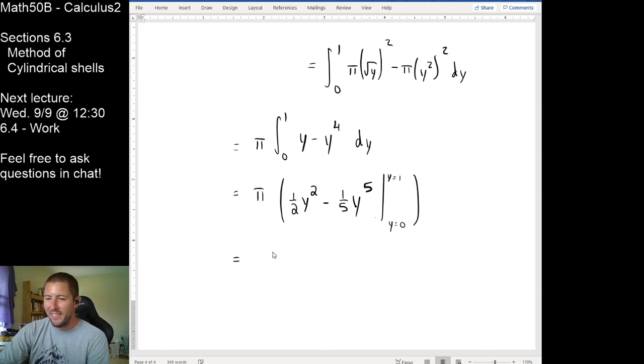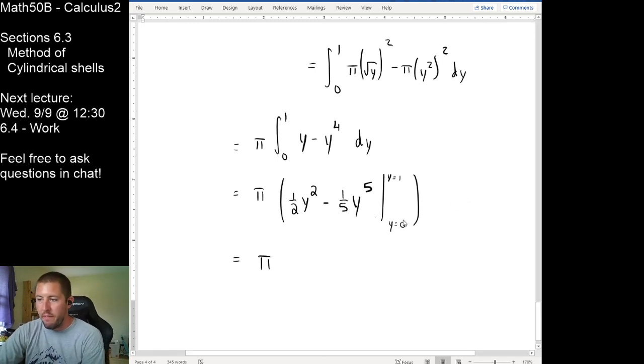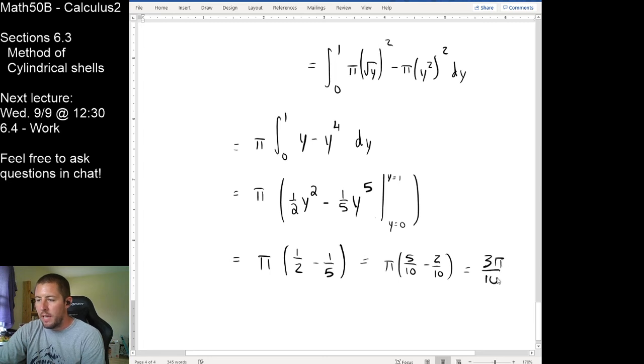So here we are. Let's continue evaluating. Oh my gosh, we've been given another whole gift right here. We're evaluating a polynomial at 0 and even better at 1 up there. So this is really just 1/2 minus 1/5. And what's that going to give us? That's pi times 5/10 minus 2/10, and I'm going to be getting here 3 pi tenths.